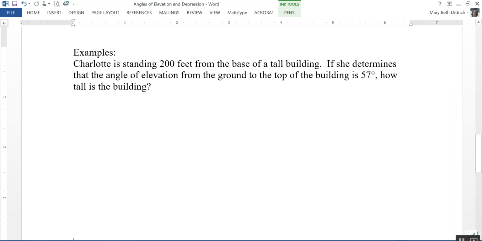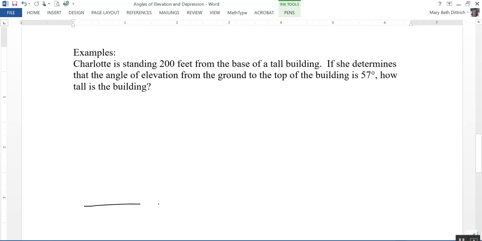First one says Charlotte is standing 200 feet from the base of a tall building. If she determines that the angle of elevation from the ground to the top of the building is 57 degrees, how tall is the building? So I don't know any way to do these problems other than draw a picture. So let's go ahead and draw.